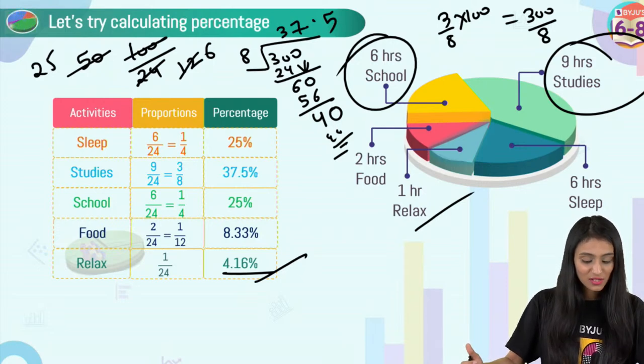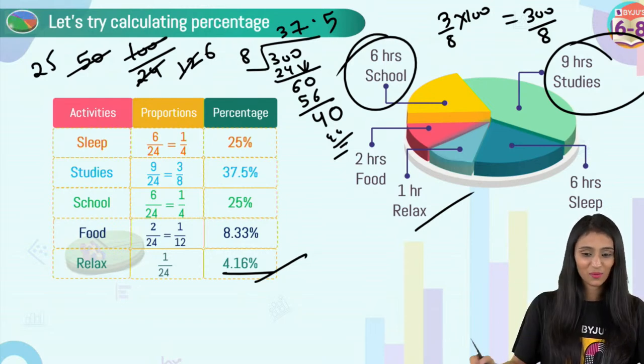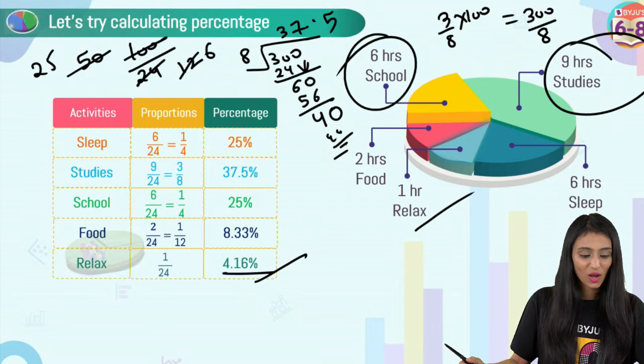Yes, correct. Yours is wrong. It's going to be 4.16%. Yes, Papiya. Exact number now. I hope now you are able to see where you went wrong. All right. Let's move ahead.